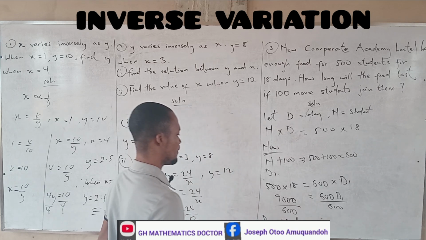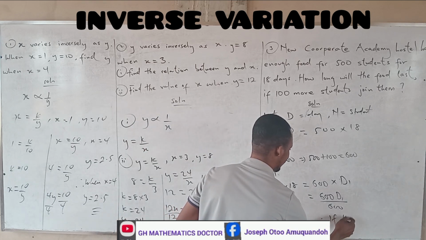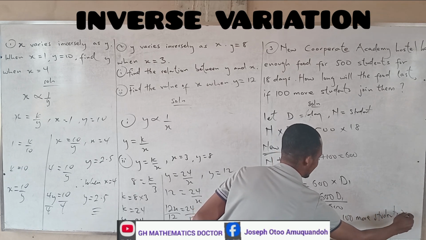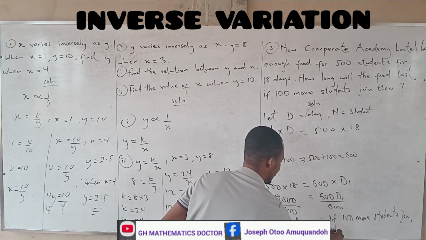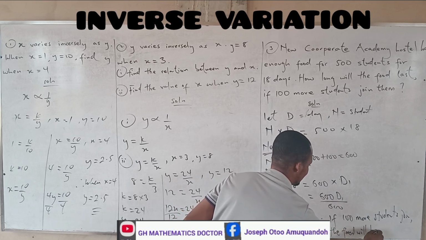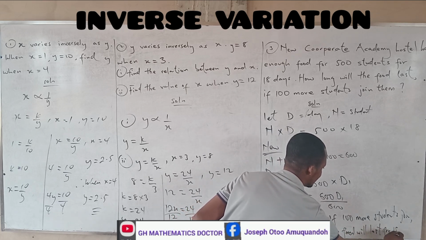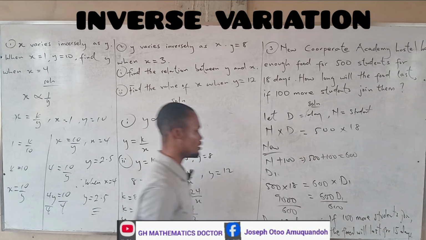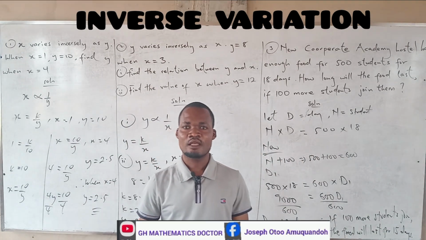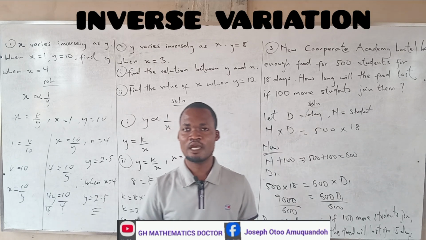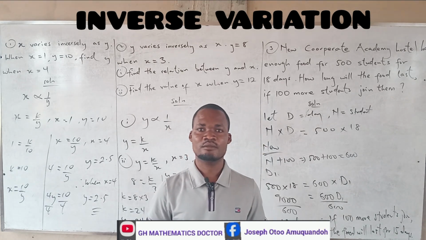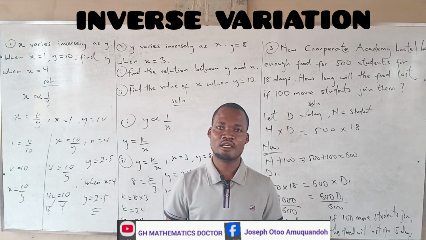So therefore, if 100 more students join, the food will last for 15 days. All right. This is it. This is indirect or inverse variation. So any related question that you're going to get concerning inverse or indirect variation, you just go through this process and get your result done.